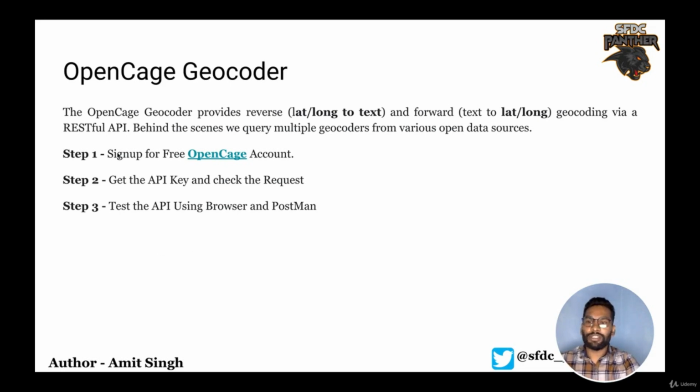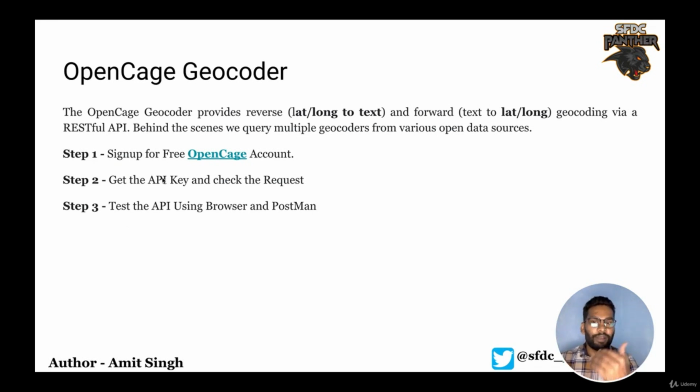So here are the few steps that I have listed that we are going to perform in this video. Step 1: we first need to have a free OpenCage account. Why do we need an account? Because this API requires authentication, which is API key based authentication, and we must have access to that account so that we can get an API key.